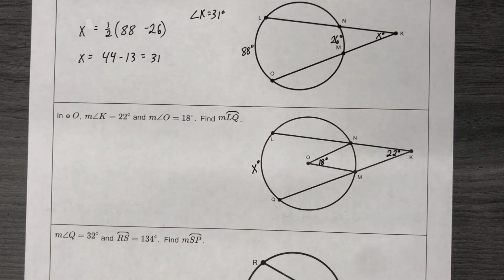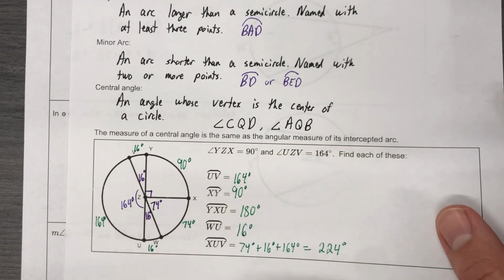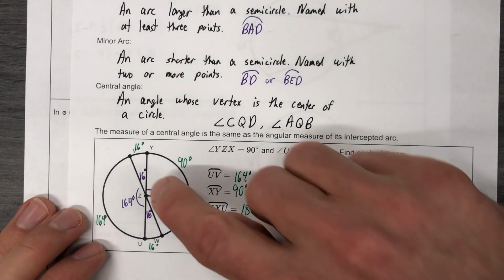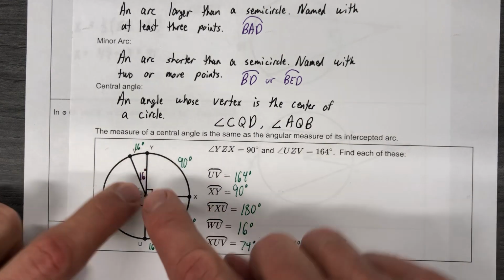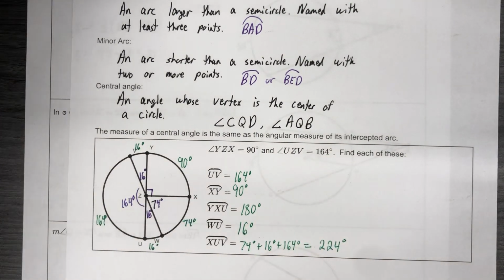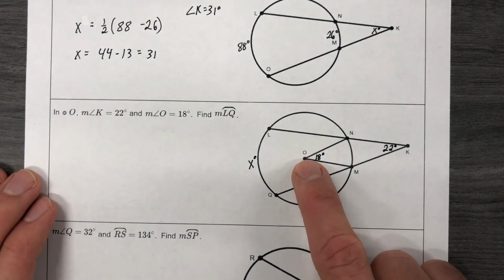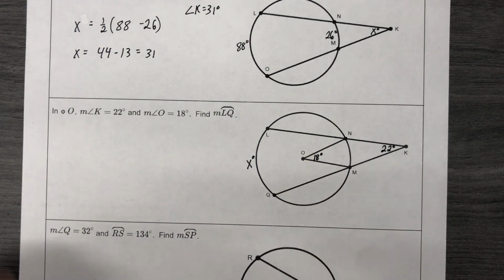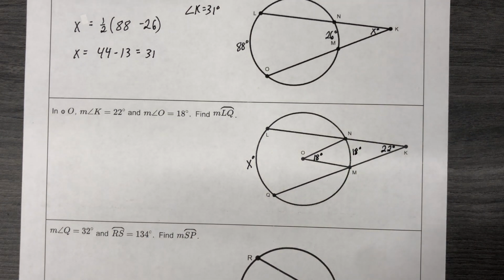All right, what are we dealing with here? Let's go back to the very beginning of the lesson. After the definitions, there was something said about how the measure of a central angle is the same as the angular measure of its intercepted arc. Again, wordy, but it's the same reason that this 16 degree central angle means this is a 16 degree arc, or this 90 degree central angle is a 90 degree arc. So this 18 degree central angle means I have an 18 degree arc. So now I have everything I need.